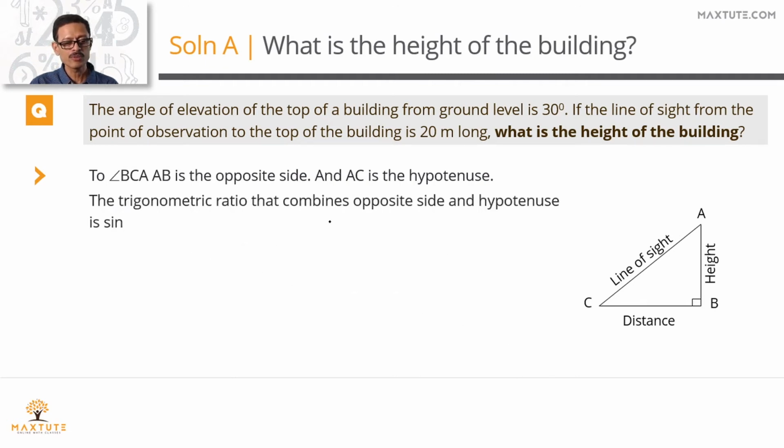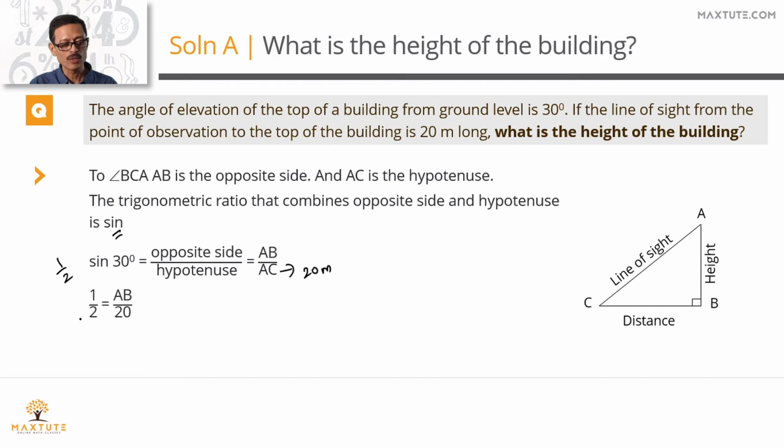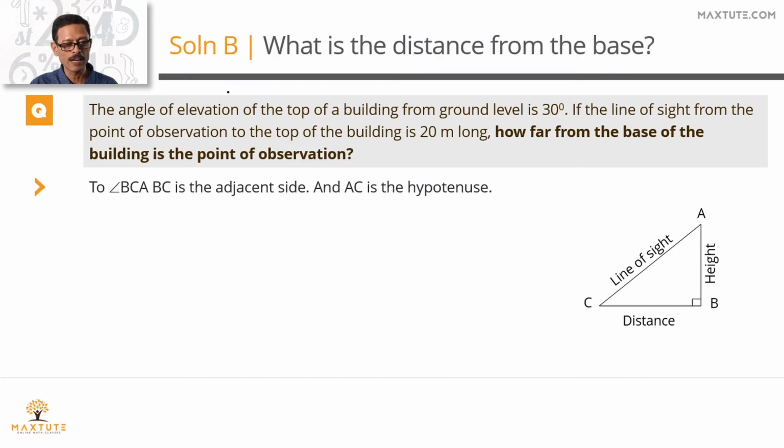The trigonometric ratio that combines opposite side and hypotenuse is sine. So you're going to find sine of angle BCA, which is sine 30 degrees. Opposite side is AB, hypotenuse is AC. Measure of AC is known to us, which is the line of sight, which equals 20 meters. The value of sine 30 equals 1 by 2. So half equals AB by 20. Cross multiply to find the value of AB. AB measures 10 meters.